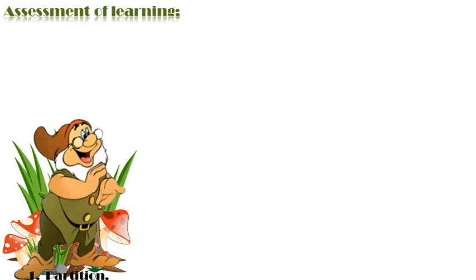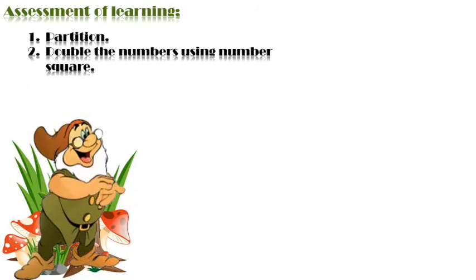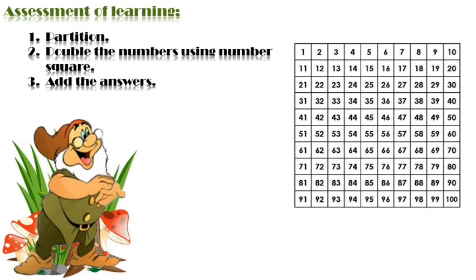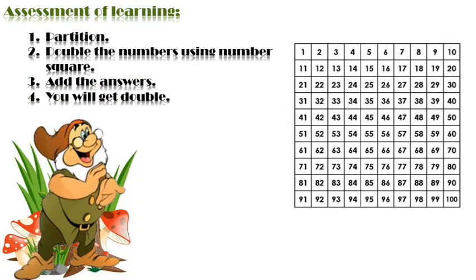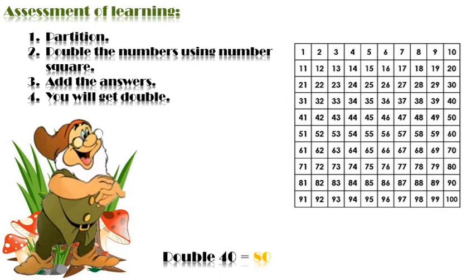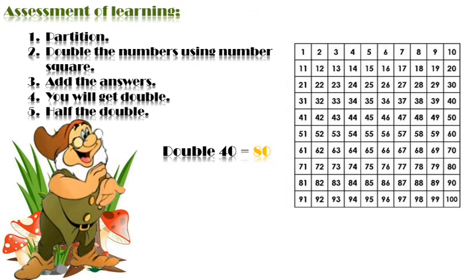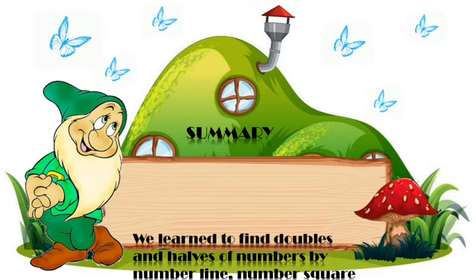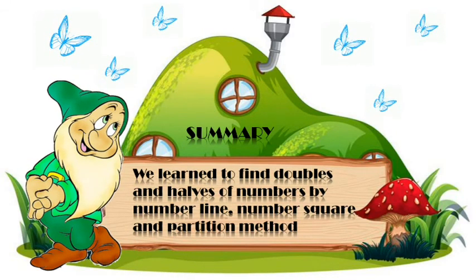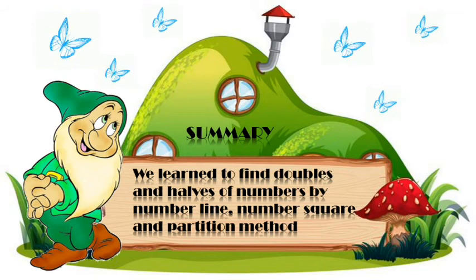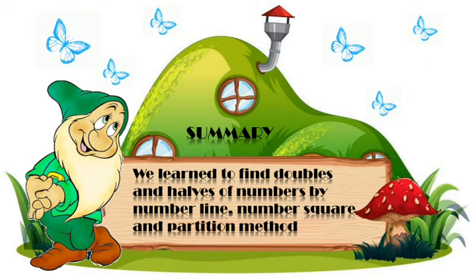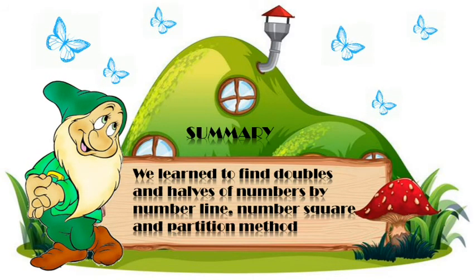Assessment of learning. First, partition. Second, double the number using number scale. Third, add the answer. Fourth, you will get the double. And fifth, half the double. Summary. We learn to find doubles and halves of numbers by number line, number scale and partition method.